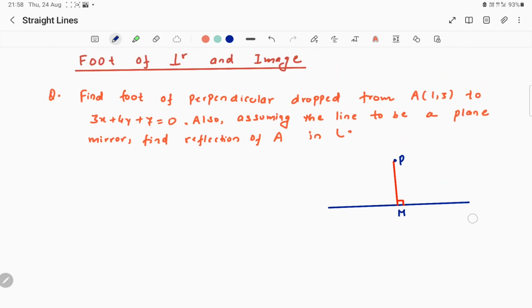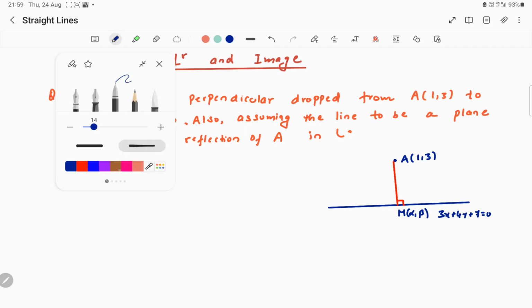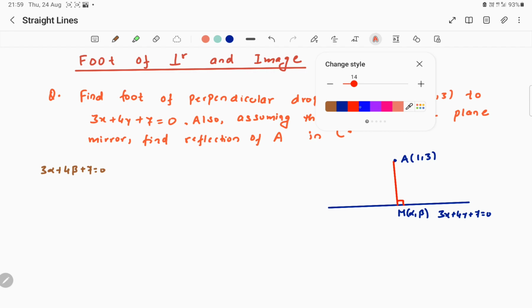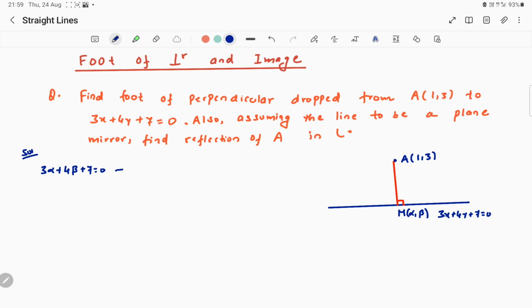What they have said here is that the line equation is 3x + 4y + 7 = 0, and this point is given as A whose coordinates are (1, 3). Assume that M's coordinates are (alpha, beta). Now you need two equations because there are two variables. The first equation is very obvious: the point M lies on the line, so it will satisfy the equation. So you can write 3 alpha + 4 beta + 7 = 0. This is the first equation.